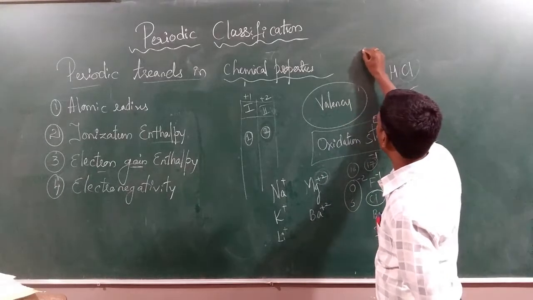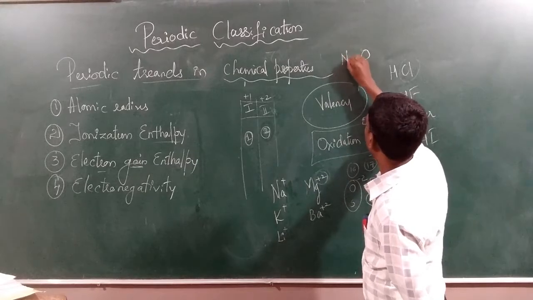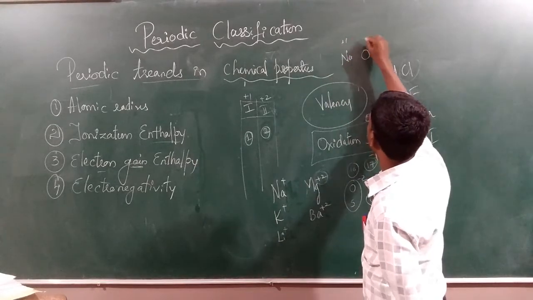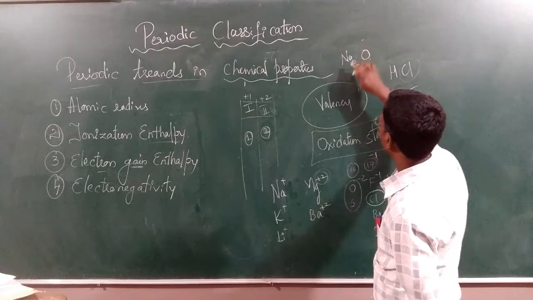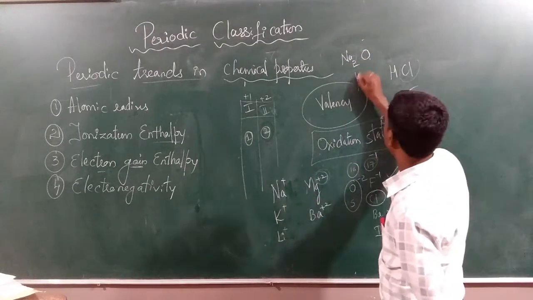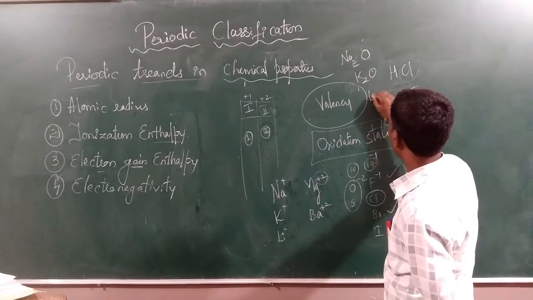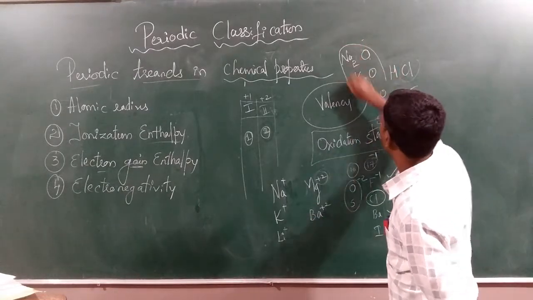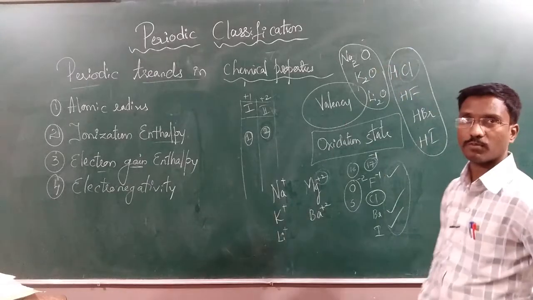Whenever oxygen reacts with the first group, Na carries plus 1 and oxygen carries minus 2. So 2 comes here, Na2O. Similarly, when oxygen reacts with potassium, it will form K2O. If it reacts with lithium, we get Li2O. Can you see here?